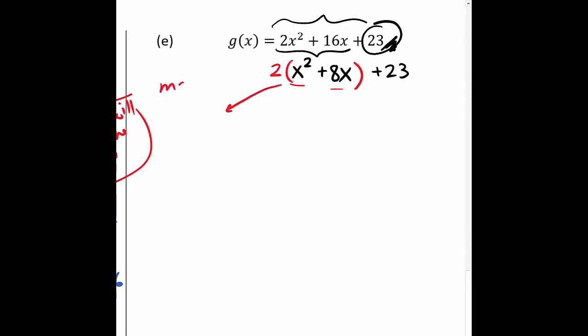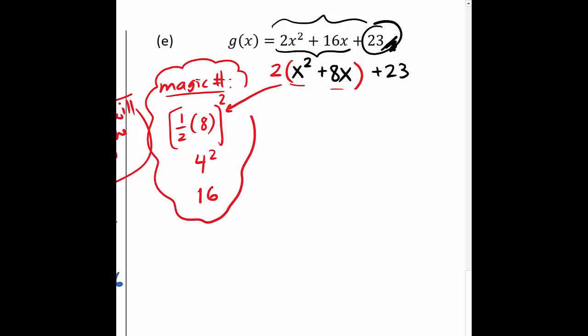Now we need that magic number. Alright. Half of the coefficient of x, that's half of 8, and then we'll square that. Half of 8 is 4. If I square 4, I get 16. That must be the magic number.